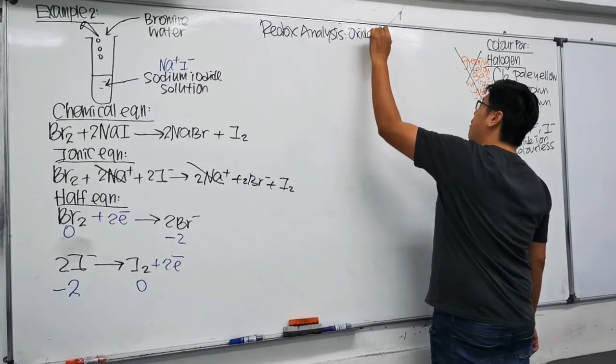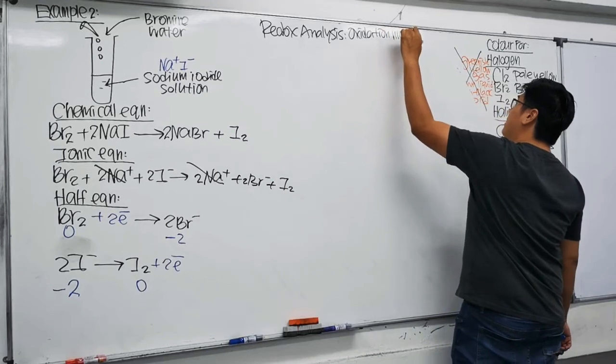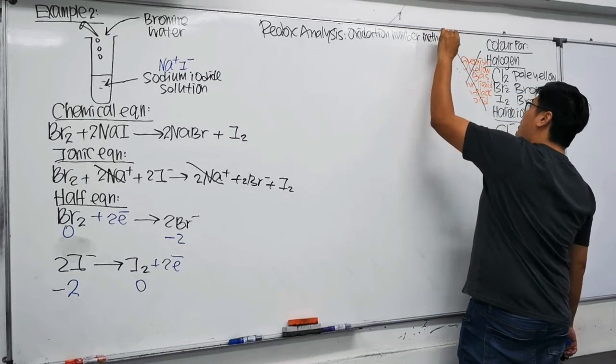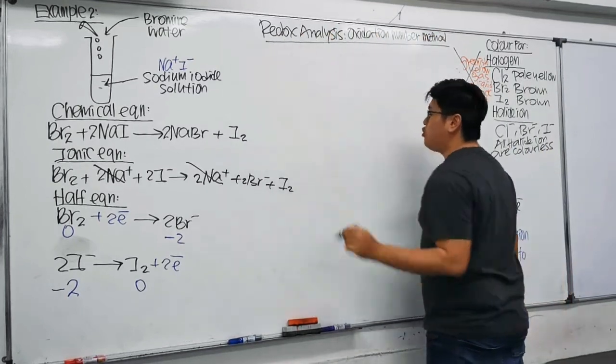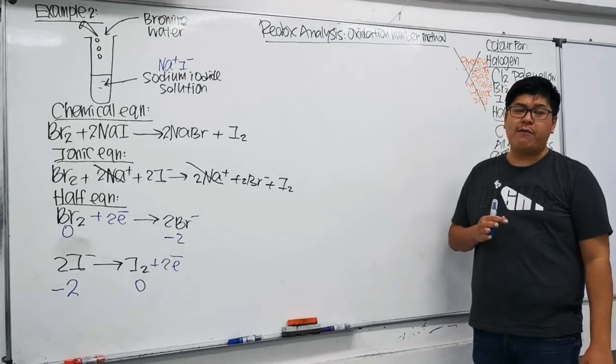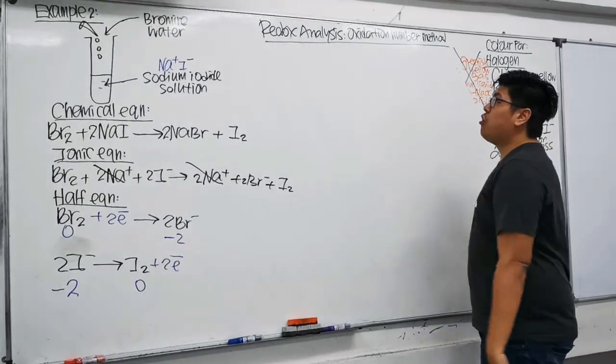So for this example, I would like to use the oxidation number method. We learned about oxidation number approximately 3 weeks ago. I'm not sure how many of you still remember. Okay? You can flip over to the notes if you forgot. Now let's use the oxidation number method.